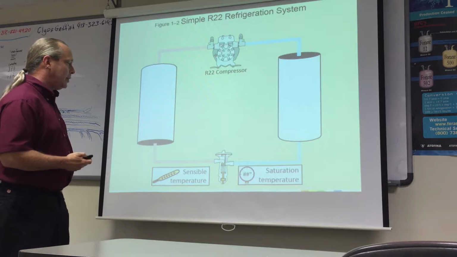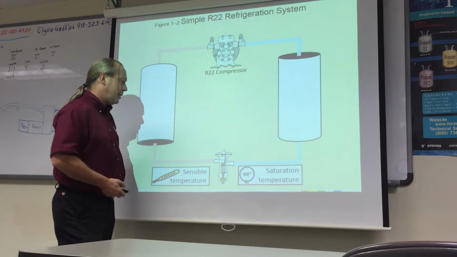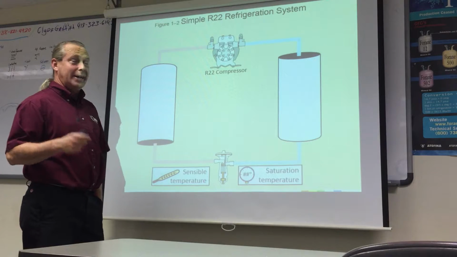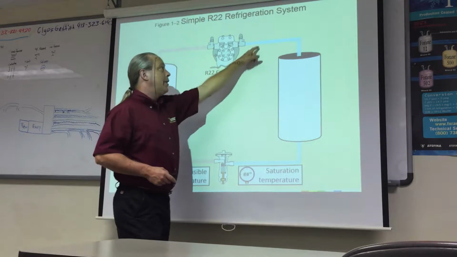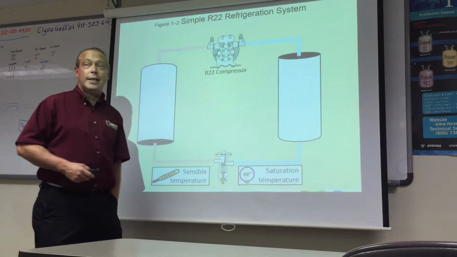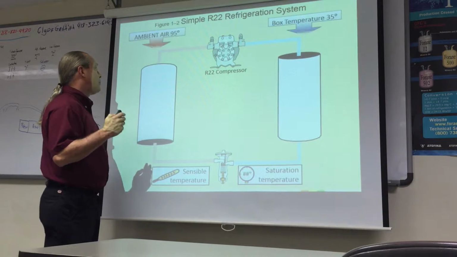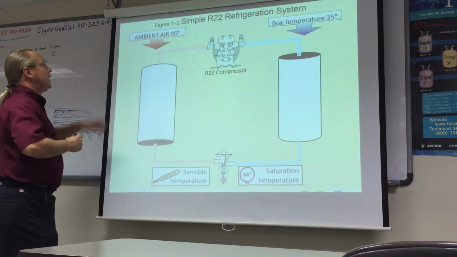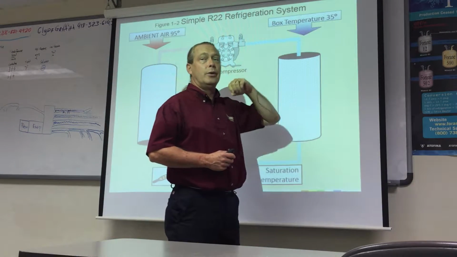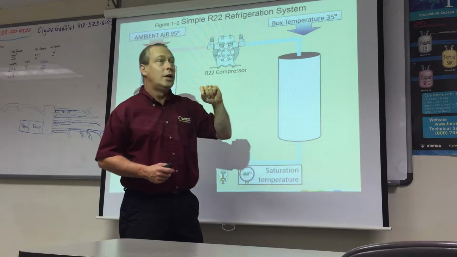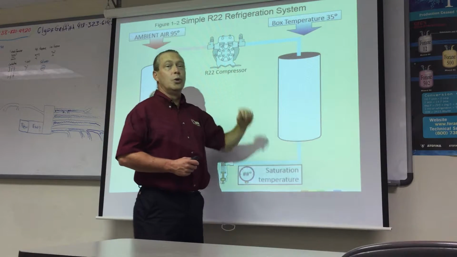Okay, back to our demonstration, except now we have what appears to be an automatic expansion valve. I'm calling it that at this point because we don't have a bulb sensing our superheat. Once again, ambient air is 95, but the box temperature is 35. We're no longer dealing with an air conditioner, we're dealing with a cooler.